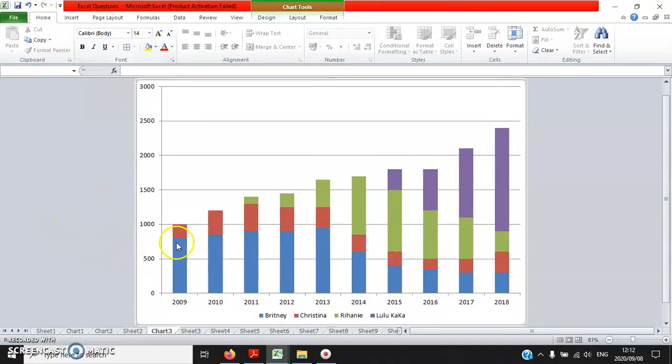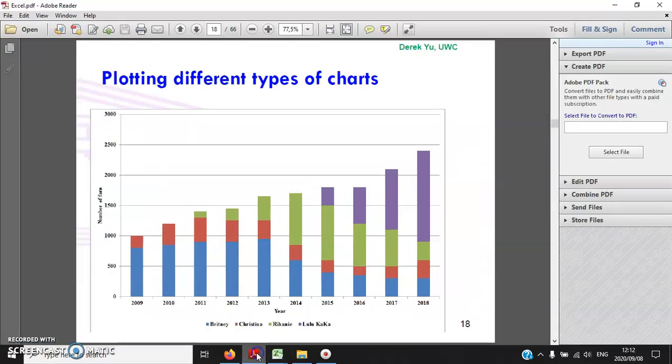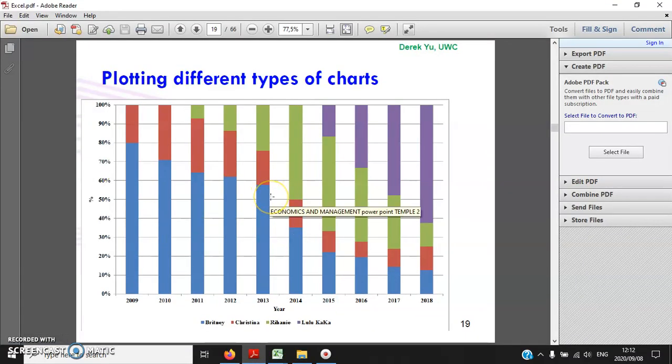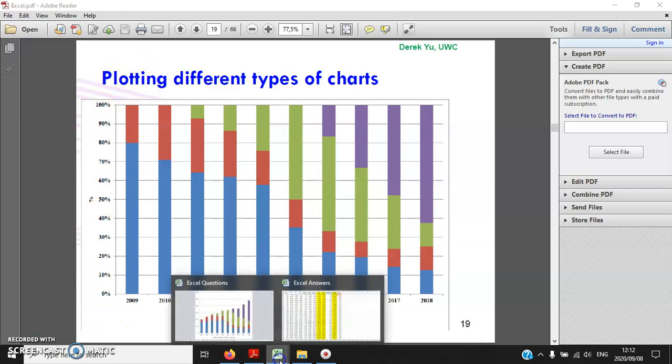Okay, but then the problem with this type of stack column chart is the sample size is not the same every year. You can see it was 1,000 in 2009, nearly 2,500 in 2018. So actually it is better to present the chart as 100% stack column chart. So in other words, this chart shows the percentage of students who support each singer. Okay, so we are going to do this 100% stack column chart.